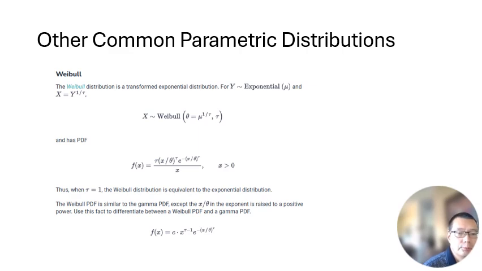The Weibull PDF is similar to the gamma PDF except that the x over theta in the exponential is raised to a positive power. Use this fact to differentiate between the Weibull PDF and the gamma PDF. So this is raised to a positive power. This is the Weibull PDF.